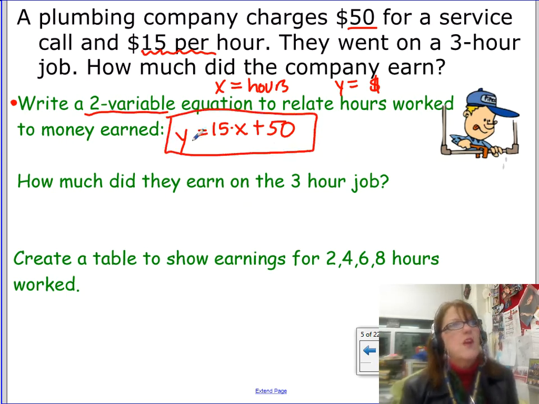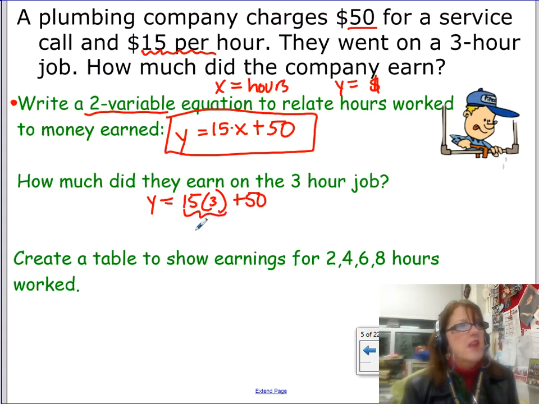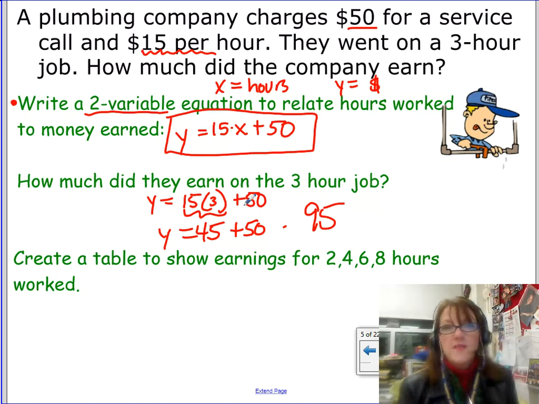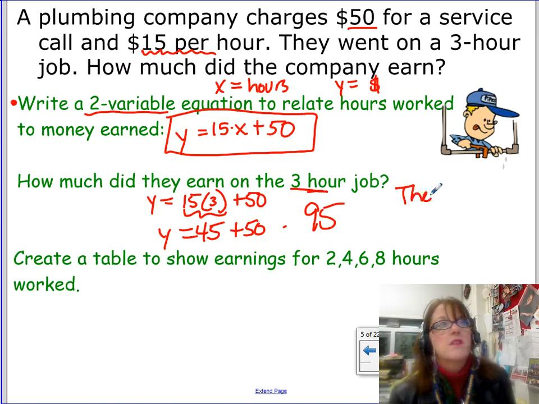Now, how much did they earn on that 3-hour job? Okay. I'm looking for my Y value. Y is the money. So you're going to say, well, I'm going to take 15 times the 3 hours and add 50. All right. Can you do this in your head? I bet you can. Who needs a stinking calculator? You have this calculator. Let's see. You get Y equals 95. Okay. This is a problem of a real life situation. You need to label it. What is this? Hours or money? This 3 was the hours, so this must be the money. So they earned $95 for that 3-hour job.